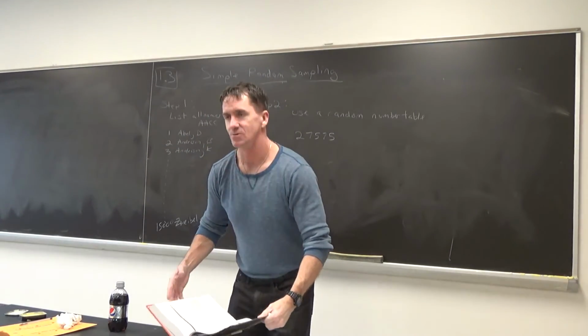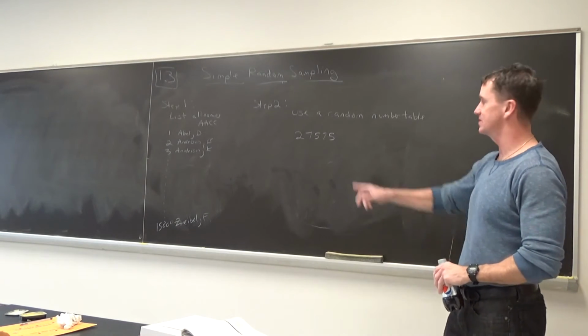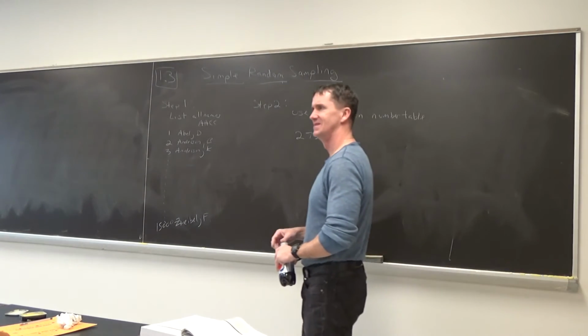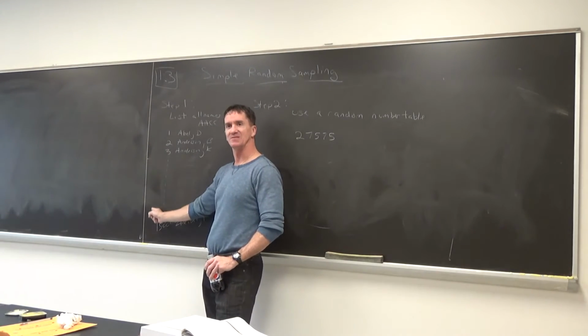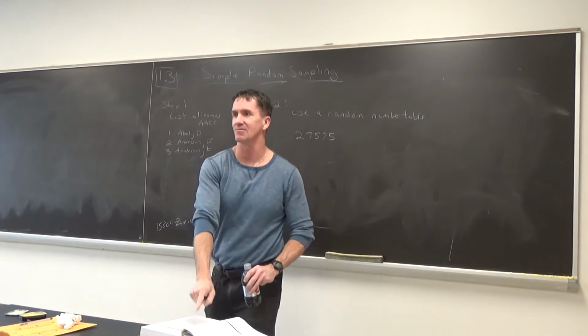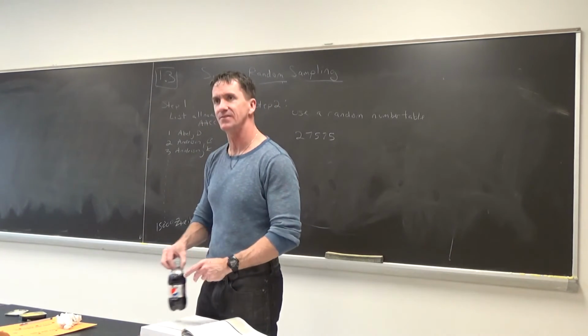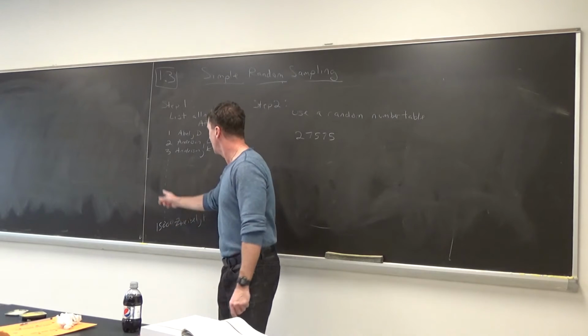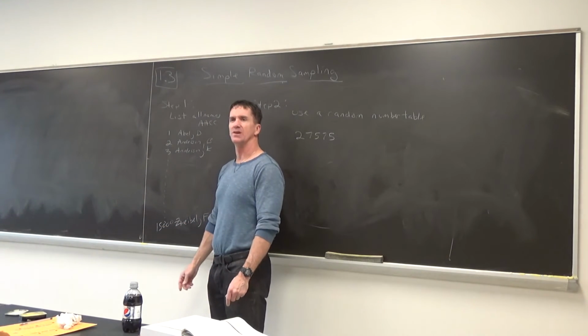Cool? There's only one problem, isn't there? Everyone, where's student number 27575? What's the problem? What's the dilemma? Does anyone see it? Yeah, that's the number I got right there. I looked up column 4, the first number, 27575. The problem is I don't have a student with number 27575.